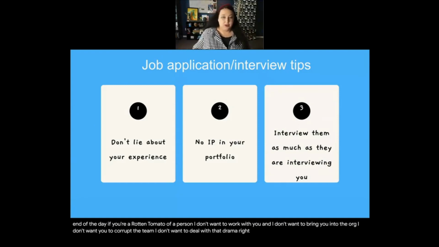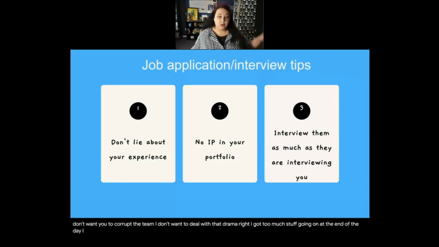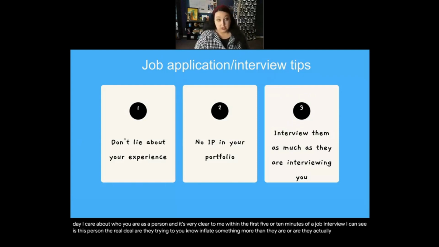I got too much stuff going on. At the end of the day, I care about who you are as a person. And it's very clear to me within the first 5 or 10 minutes of a job interview, I can see, is this person the real deal? Are they trying to inflate something more than they are? Or are they actually a genuinely good human being?